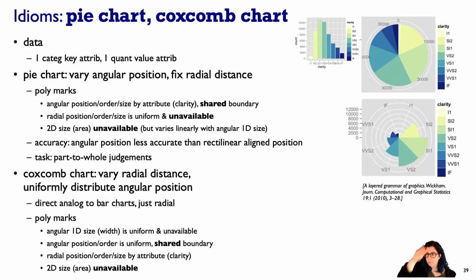Now, the radial position and order, and also redundantly the size, is that clarity attribute. So we're actually, those lengths mean something, and they're radial lengths along these radial spikes. For the same reason as we saw before, 2D area is unavailable because we're using a 1D size coding.